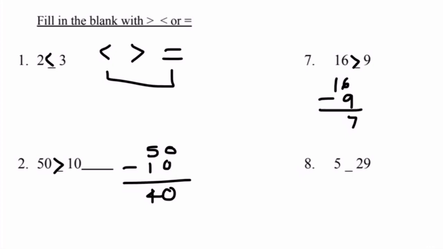Number 8, 5 and 29. We know that 29 is much greater than 5, and we can prove it by subtracting. 29 minus 5: 9 minus 5 equals 4, bring down the 2. 29 is 24 units greater than 5, therefore 5 is less than 29.